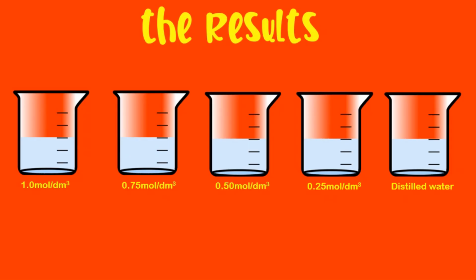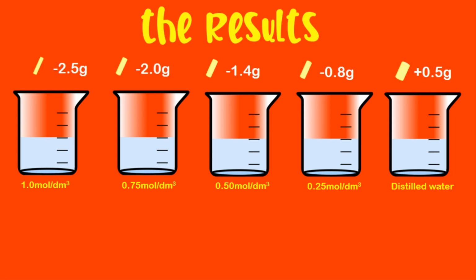So let's have a look at the results. So here are my different beakers. I've got the highest concentration of sugar on the left, getting gradually less until I've got just distilled water on the right. And here's what I found. In the highest concentration of sugar, it lost the most mass. It lost 2.5 grams. In the second highest sugar concentration, it lost 2 grams.